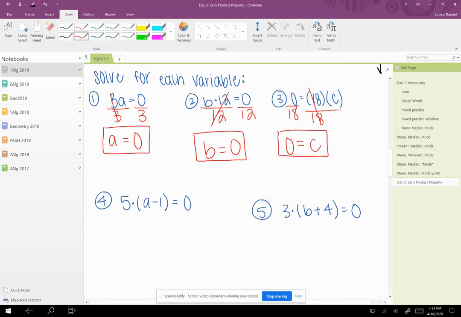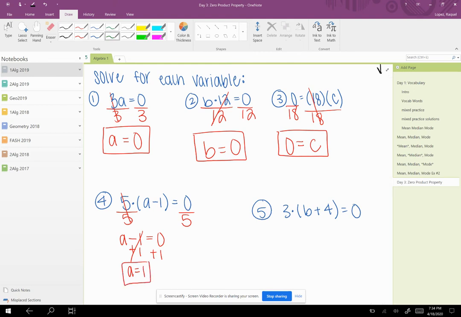Okay, so now for number 4, I see that I have 5 times the quantity of a minus 1 equals 0. All right, so let's start using our undoing rule. I have 5 times the quantity of a minus 1. To undo multiplication, I want to divide. So I'm going to divide both sides by 5. Then I have a minus 1 equals 0 divided by 5, and 0 divided by 5 is 0. Okay, so then to solve for a, I'm going to add 1 to both sides. So I end up with a equals 1.